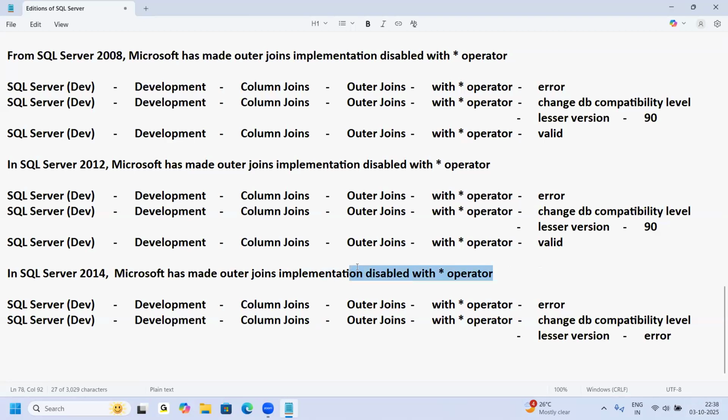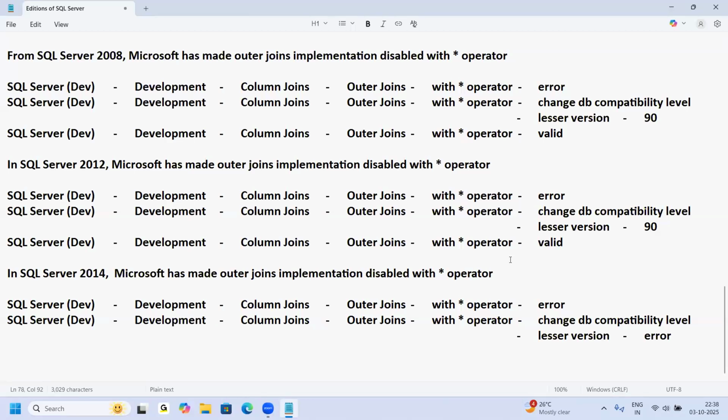Now people are implementing outer joins through keywords. They are not using operators now. They are using keywords. That is what they call ANSI joins. Joins can be implemented in two ways. One is called non-ANSI joins, the second is called ANSI joins. Non-ANSI is implemented with operators and ANSI joins are implemented with keywords. That's the difference you find between them.